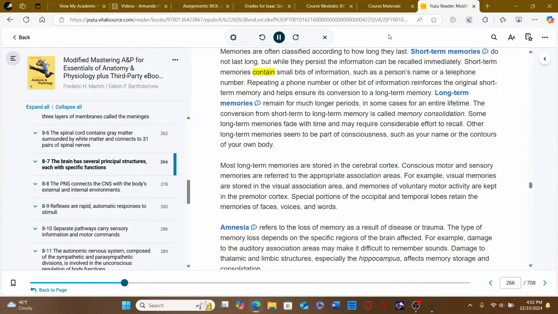Short-term memories contain small bits of information, such as a person's name or a telephone number. Repeating a phone number or other bit of information reinforces the original short-term memory and helps ensure its conversion to a long-term memory. Long-term memories remain for much longer periods, in some cases for an entire lifetime. The conversion from short-term to long-term memory is called memory consolidation.